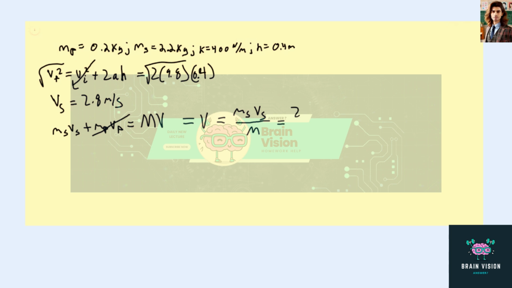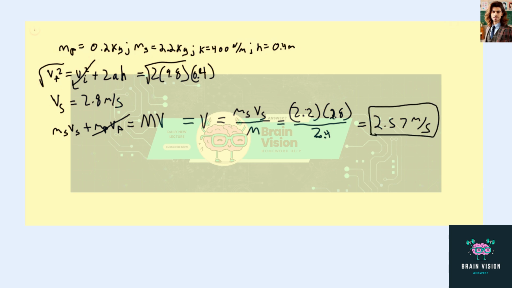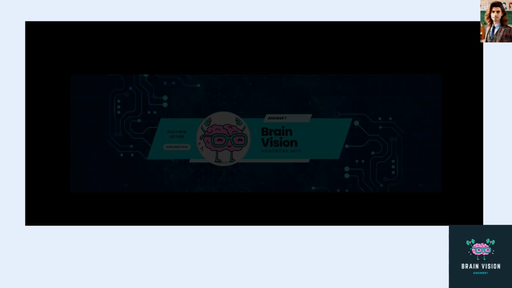So this is 2.2 times 2.8 over 2.4, which equals 2.57 meters per second. Okay, this is the speed directly after collision. So now we have to do a little bit of energy conservation.